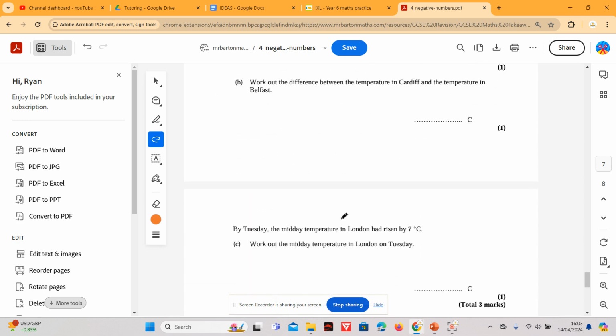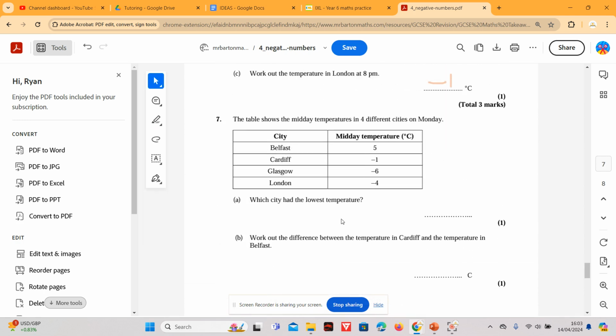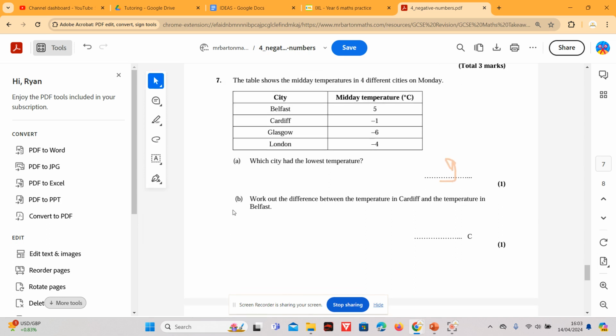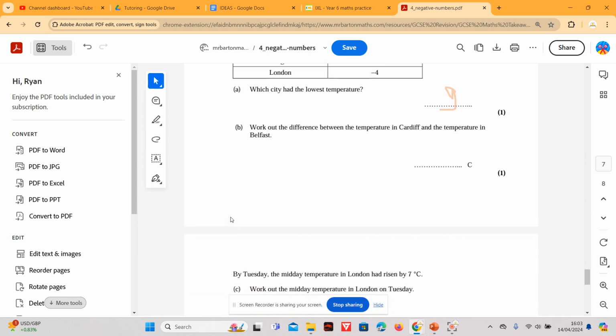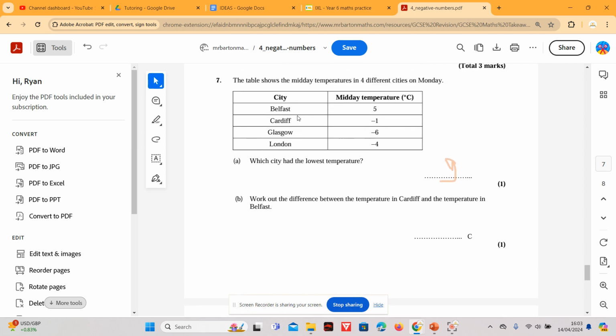Right, 2 more questions to go. The table shows the midday temperatures in 4 different cities on Monday. Which city had the lowest temperature? So for lowest temperature, look for the highest minus. So it's Glasgow. So I'm just going to put G for Glasgow. Work out the difference between the temperature in Cardiff and the temperature in Belfast. So Cardiff is -1. Belfast is 5. We can simply do 5 take away 1 for this, and we get 4. That's the difference.